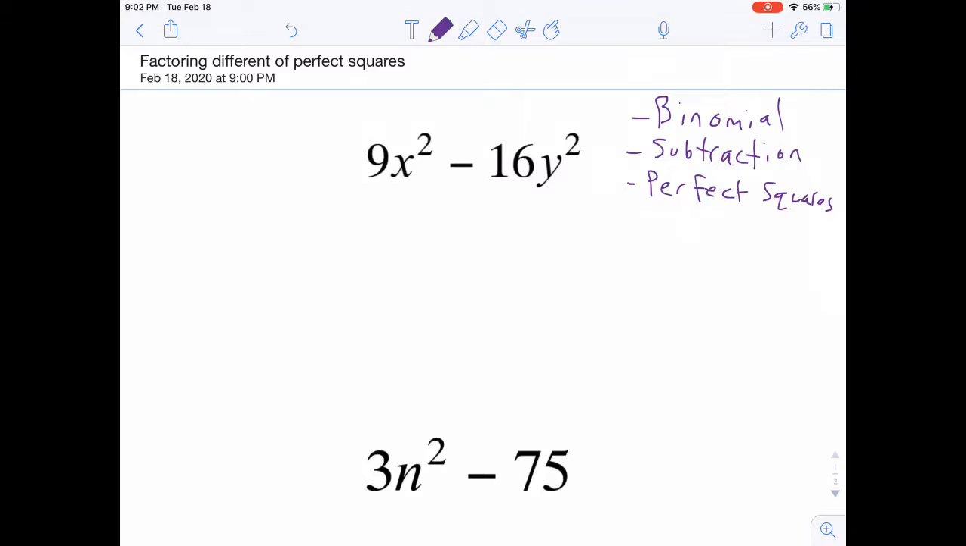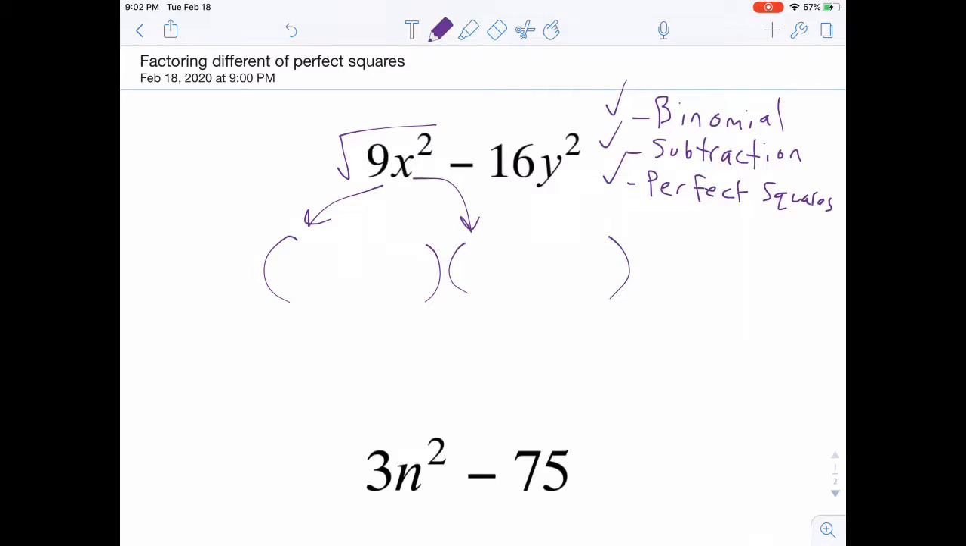So my first example here, 9x squared minus 16y squared. I go through, it is a binomial. There is a minus sign in between. 9 is a perfect square, x squared is a perfect square, 16 is a perfect square, and y squared is a perfect square. So we're good. We are going to set up two sets of parentheses for this type of factoring. And what I'm going to do is take the square root of the first term. That's going to be my first term in both sets of parentheses.